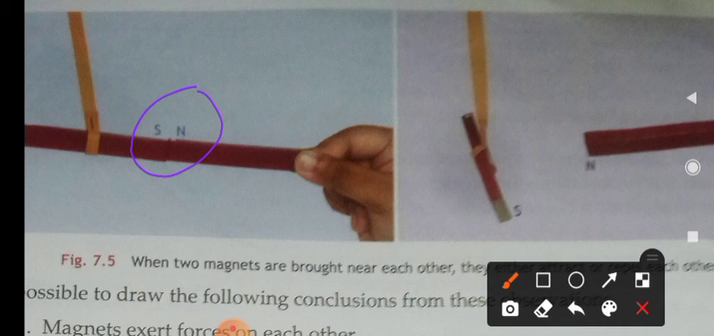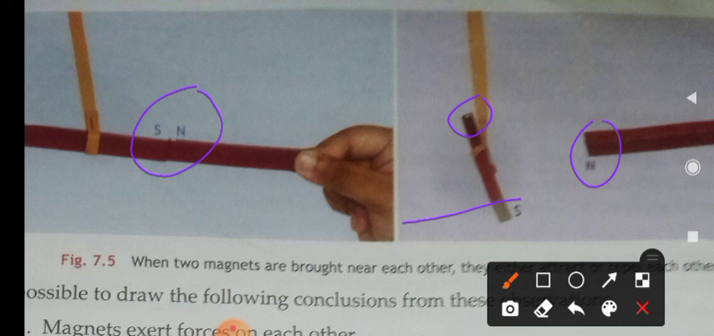And what about like poles? When you keep the north pole and north pole of the magnets together, they will repel each other. They will not attract. They will move away from each other. That is called repulsion. So like poles repel each other, unlike poles attract each other. North and north pole will repel each other. Similarly, south and south pole will repel each other, but north and south pole will attract each other.